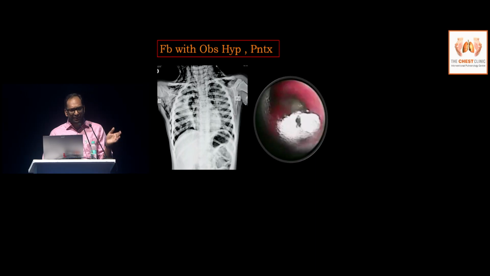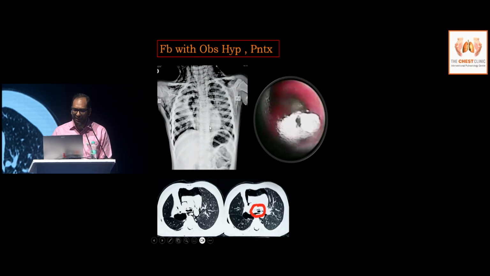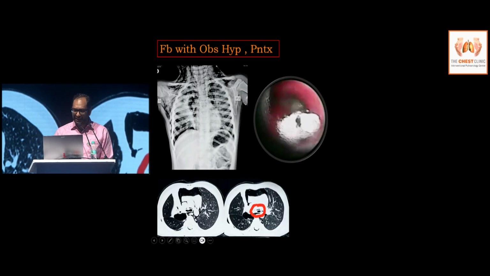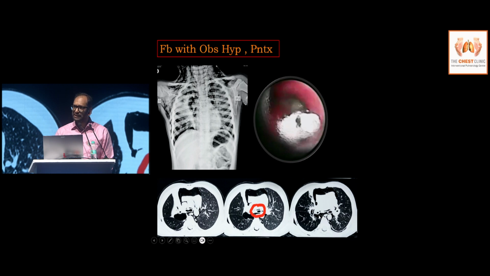So the idea I was telling you is, if you have a tight subglottis, in certain cases you can gently dilate it and use the best forceps available to retrieve it. Another case: foreign body present with obstructive hyperinflation and pneumothorax with subcutaneous emphysema. You can see there, that's the carina, and that's the right main bronchus, there is a foreign body, and the right lower lobe bronchus is patent. So that's a foreign body on the right side.